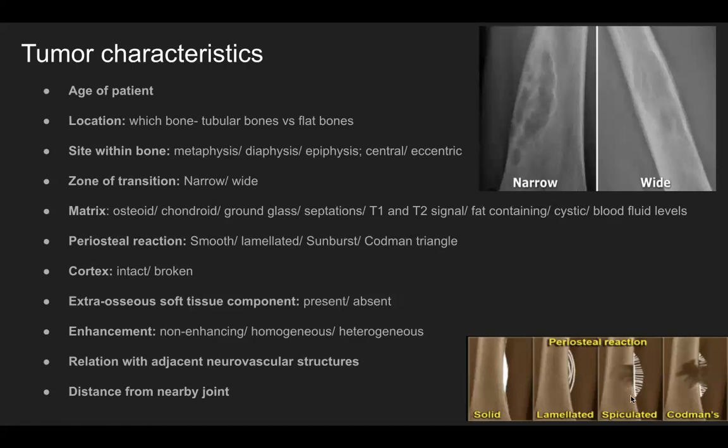And some malignant tumors, on the other hand, such as metastasis and myeloma, they're generally small and very well defined, and they do not generally produce any periosteal reaction unless they get fractured.